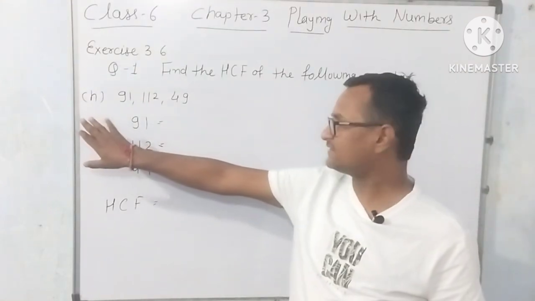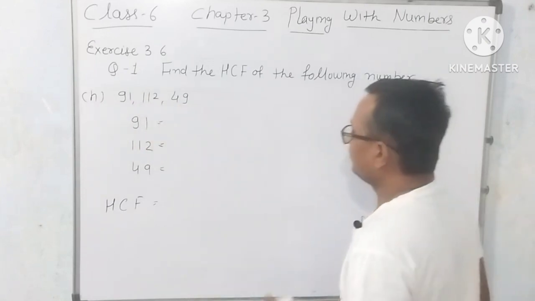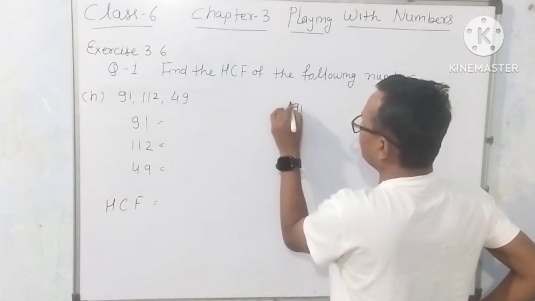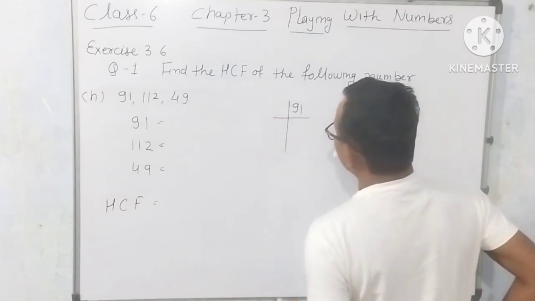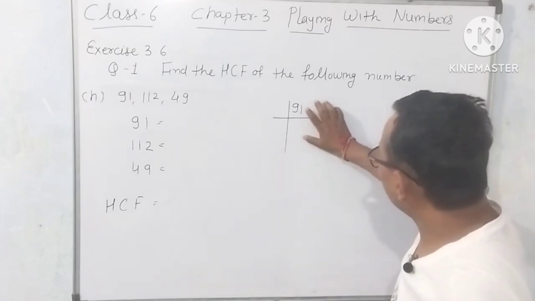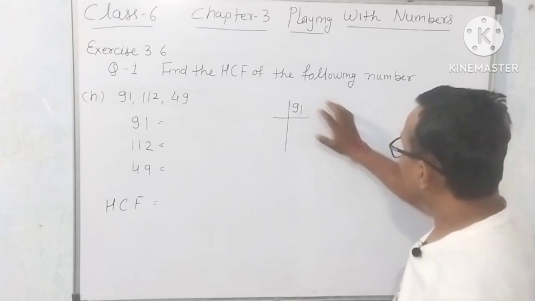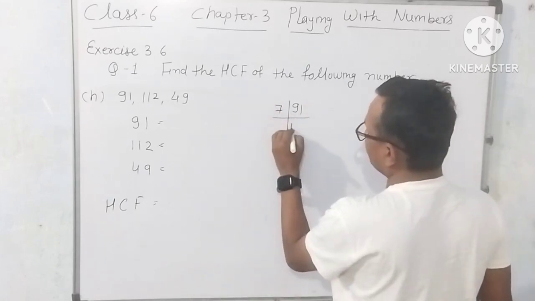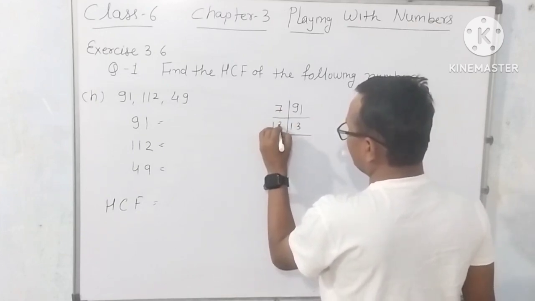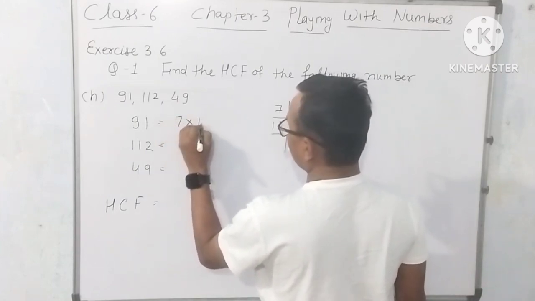Now we will do part H, 91, 112 and 49. Again we have to do the same procedure. We have to find out the prime factors of 91. So here it is not divisible by 2, 3, 4, 5, 6, 7. 7 1 is 7, 7 3 is 21, 13. So here we can write 7 into 13.